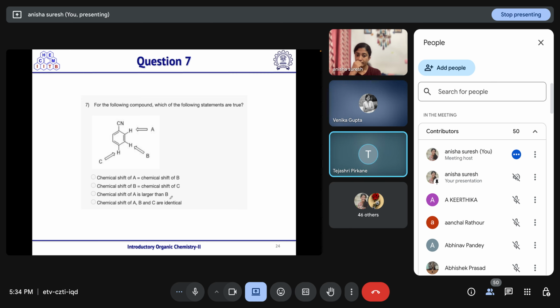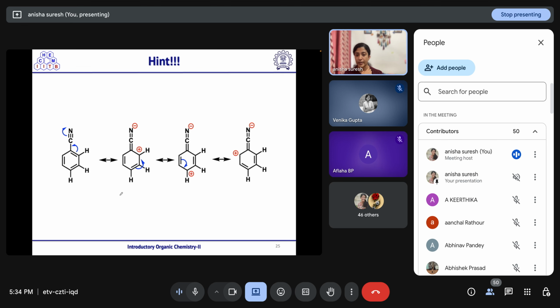Ma'am, option C: chemical shift of A is larger than B. What could be the reason? It is near to the cyano group, ma'am, mesomeric effect. Okay. So the presence of the cyano group is somehow influencing this chemical shift difference. Okay, we will see how it is. So as you can see here, because of the presence of the cyano group, the double bond can move in this fashion, like resonance.